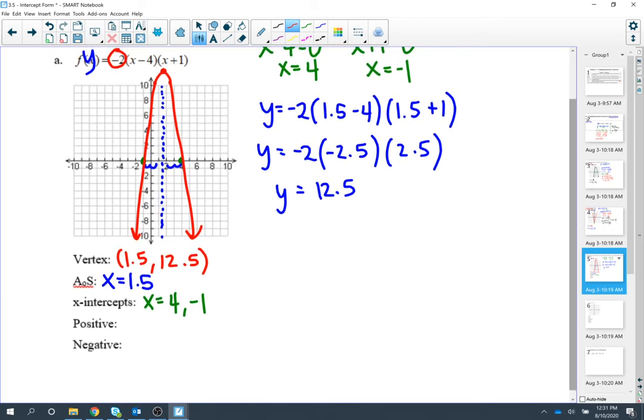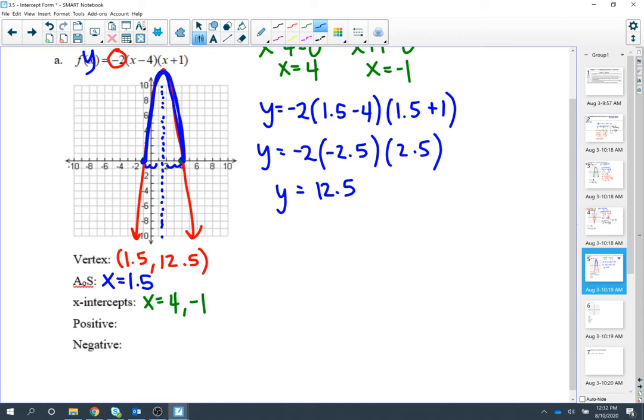Now, last but not least, we have to say where this thing is positive and negative. Now remember, positive means above the x-axis. Negative means below the x-axis. So I'm going to start with positive. And positive above goes from my negative 1 up and around to my 4. And that's one kind of loop, like one section. I don't have to pick up my pencil. It's just one continuous loop.